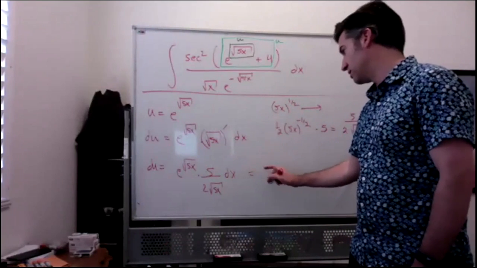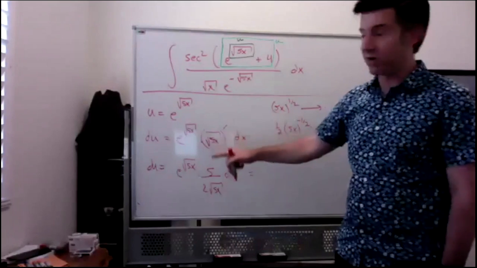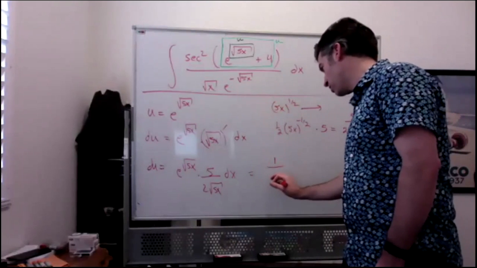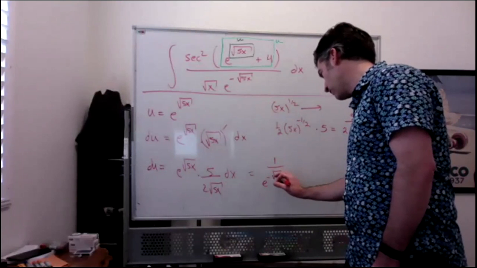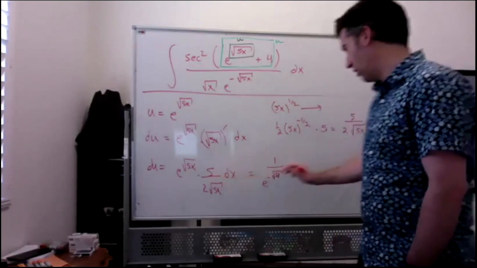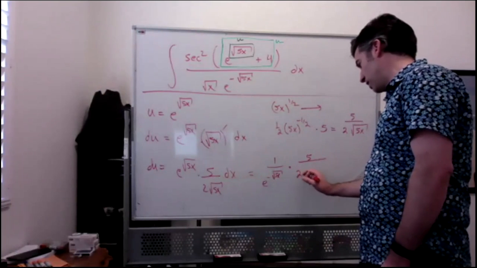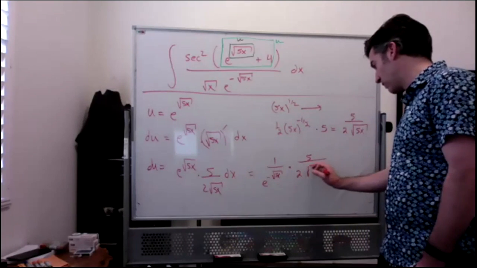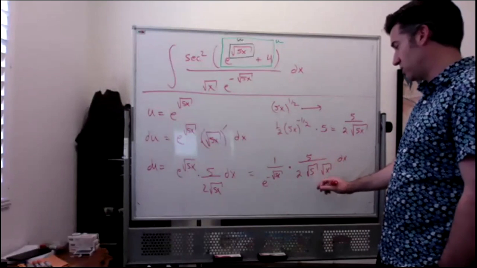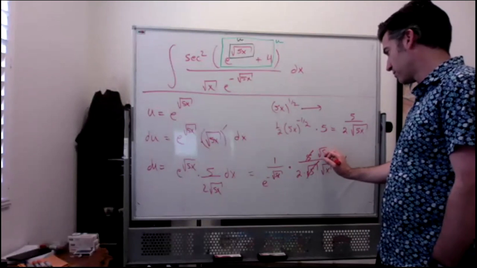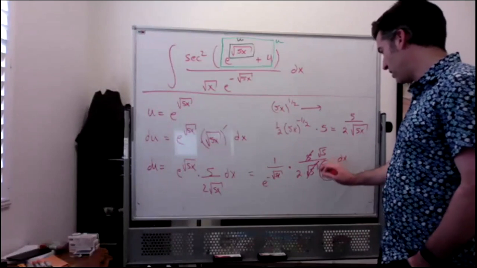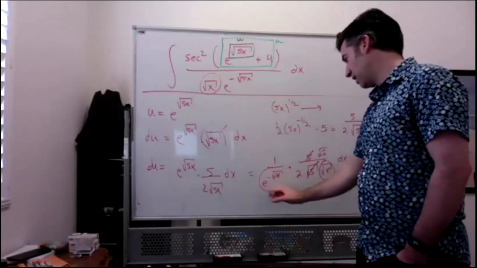I see that e to the square root of 5x is 1 over e to the negative square root of 5x. I'm actually getting that term there. So this is 1 over e to the negative square root of 5x times, I can break this up. This is 5 over 2 times the square root of 5 times the square root of x dx. 5 over root 5 is just root 5. So look, I've kind of got almost everything I need. I've got the square root of x, and I've got e to the negative root 5x.